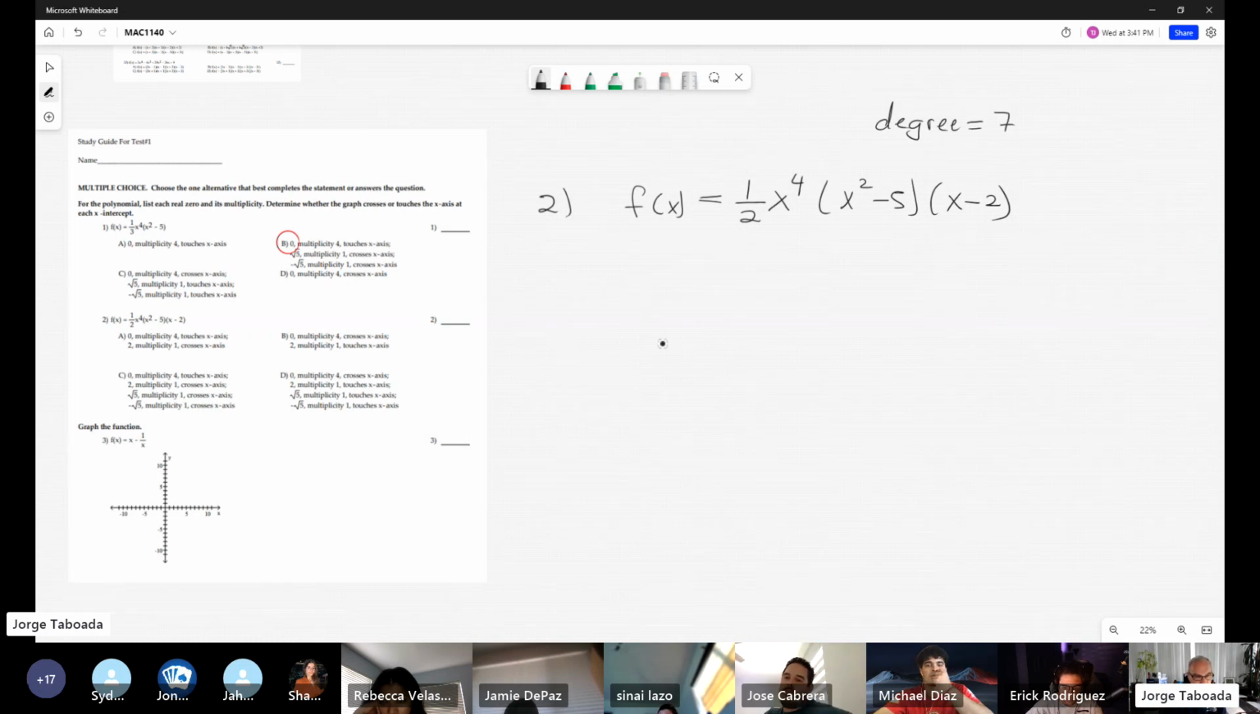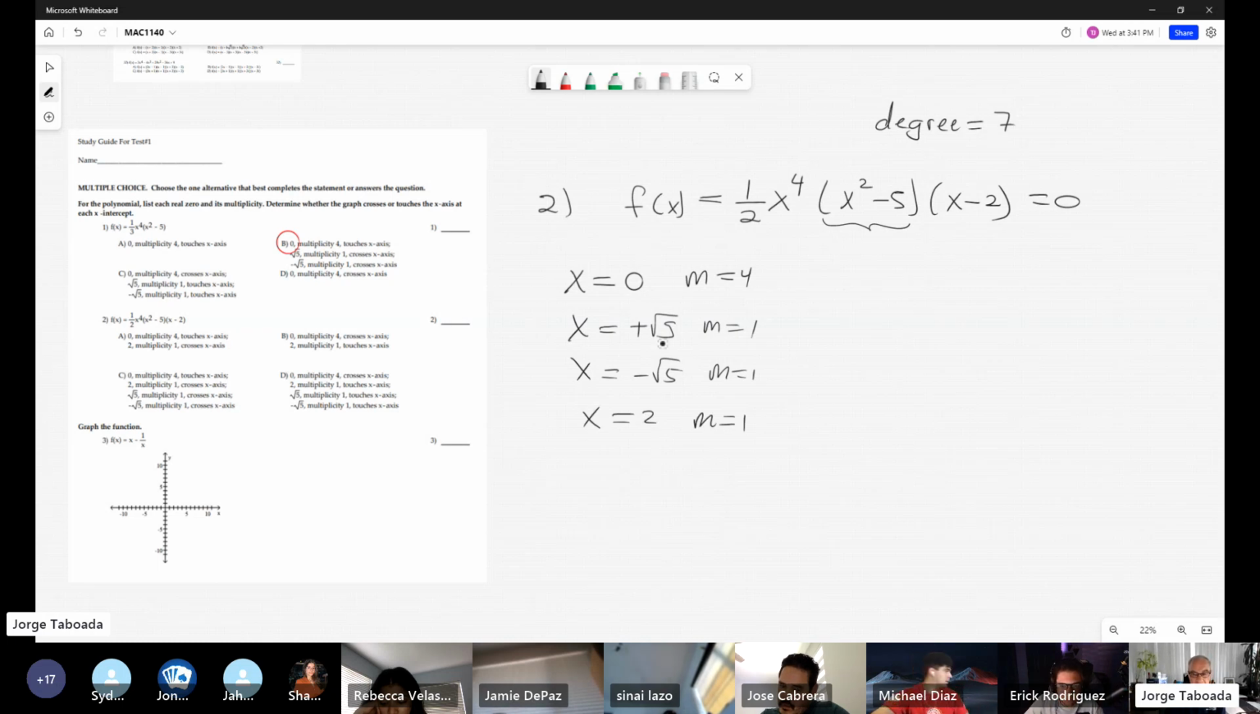Yes. Okay, then to make it 0, one solution is x equals 0 with multiplicity 4, similar to the other problem. Another solution, from that part, was similar: plus radical 5 and minus radical 5. It's a quadratic equation, no? Multiplicity 1, of course. And the last one is x equals positive 2, multiplicity 1. And remember, multiplicity 1, cross. And even multiplicity, touch.